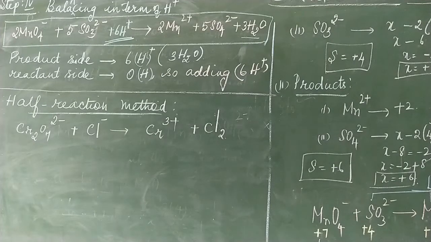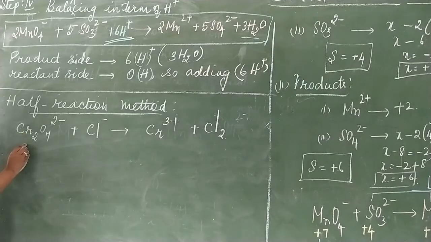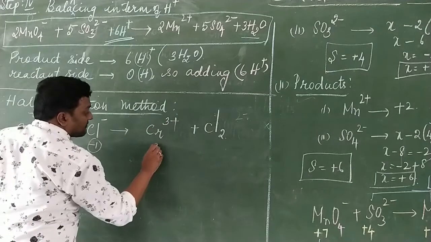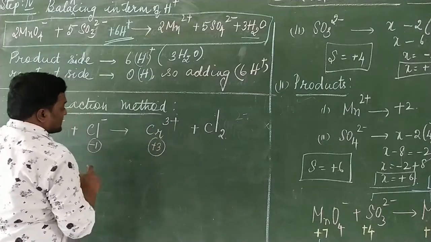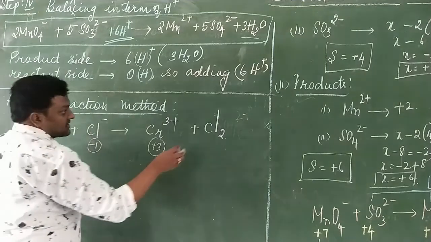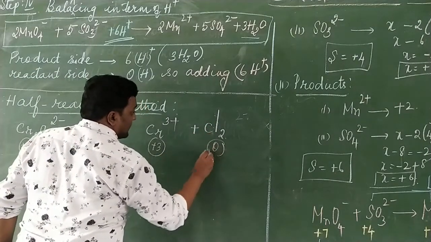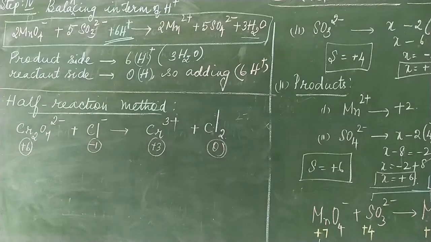So now, for chromium we must know the oxidation state. The oxidation state for chromium will be plus 6 and for chlorine it is minus 1. And here they have already given the plus 3 oxidation state, and chlorine minus 1 oxidation state. These are the elemental, gaseous state, so the oxidation state will be 0. We need not consider it. Okay, now the oxidation numbers we have identified. First step, finding out the oxidation number.